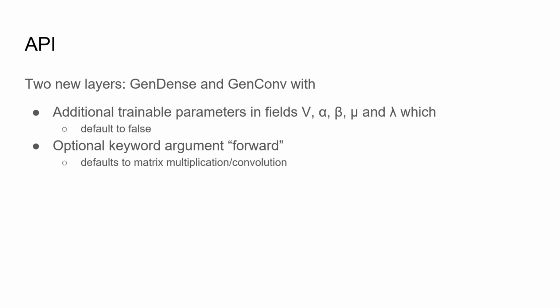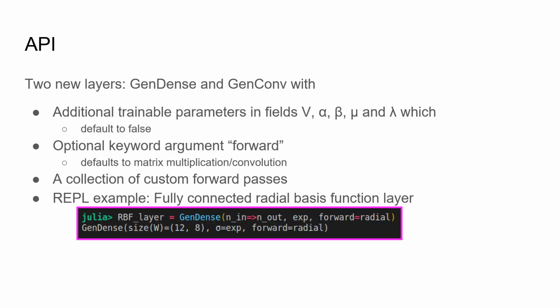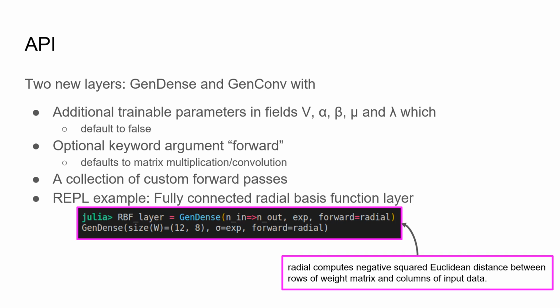The optional keyword forward allows users to supply a custom forward pass, or use one of the forward passes shipped with the package. As an example, here we'll see how you can create a fully connected radial basis function layer. The function radial here just computes the negative squared Euclidean distance between rows of the weight matrix and columns of the input data.